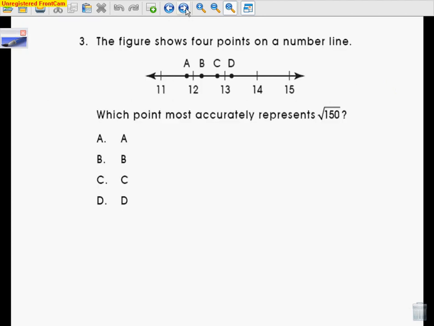All right, let's look at problem number one. Problem number three in this OGT. The figure shows 4 points on a number line, A, B, C, and D. Which point most accurately represents the square root of 150?